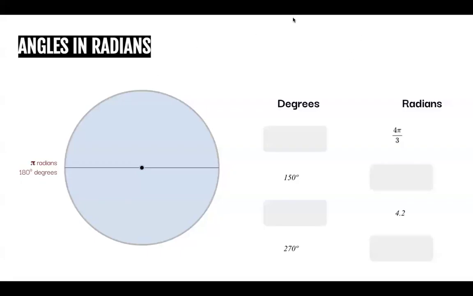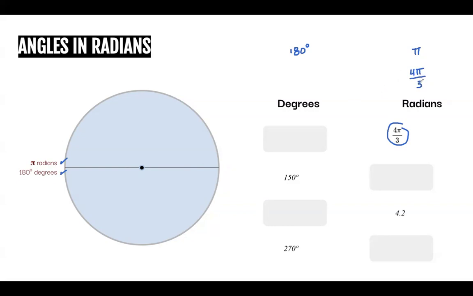For us to convert between degrees and radians, you only have to consider the fact that half a circumference is pi radians, and half a circumference is 180 degrees. So if you consider 180 degrees being the same as pi radians, then you just have to consider the amount of radians that you were provided. So here we were given 4 pi over 3.